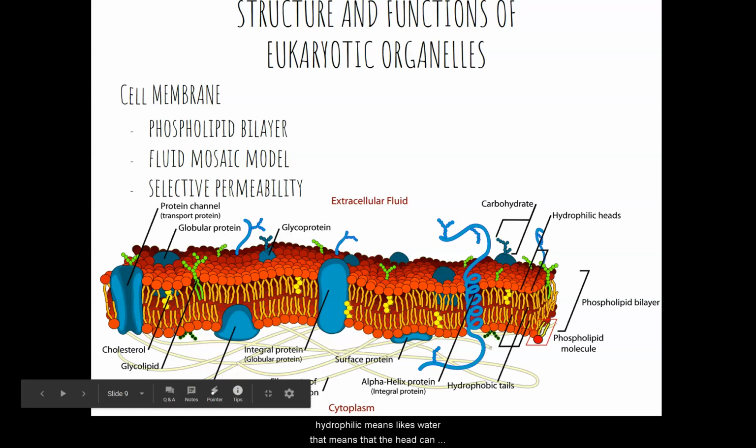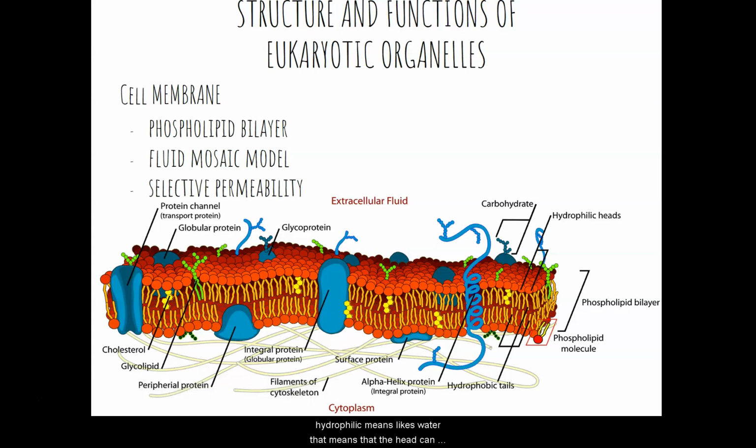That's the phosphate part. Hydrophilic means likes water. That means that the head can dissolve in water. It's polar. The fatty acid part, however, is hydrophobic. We call those the hydrophobic tails. And that means that they act like oils. They don't want to blend in water. This creates a bilayer, a double layer of phospholipids.